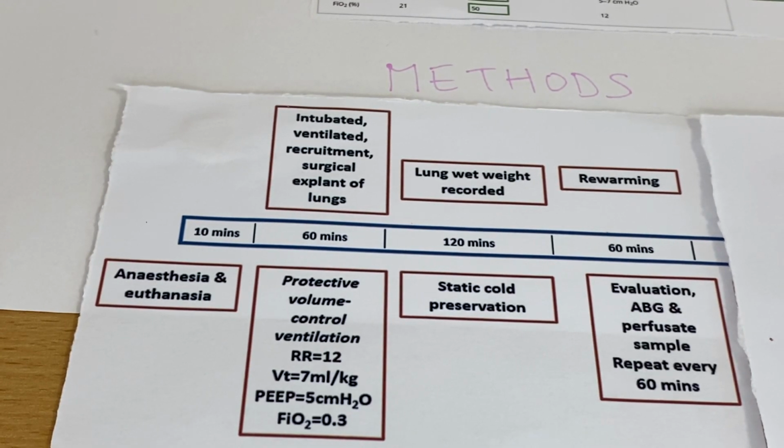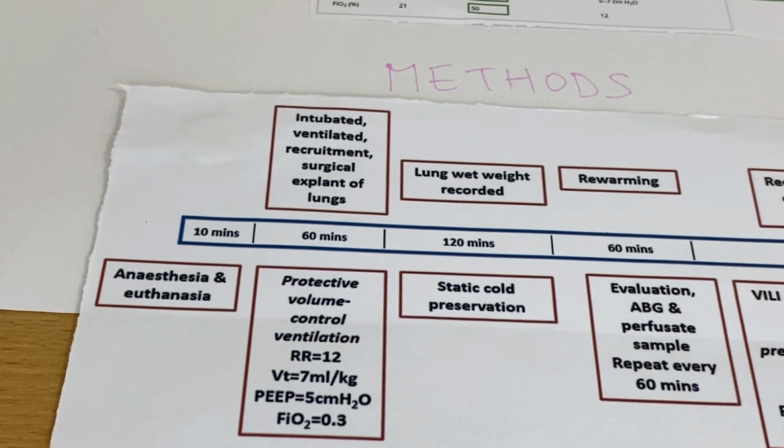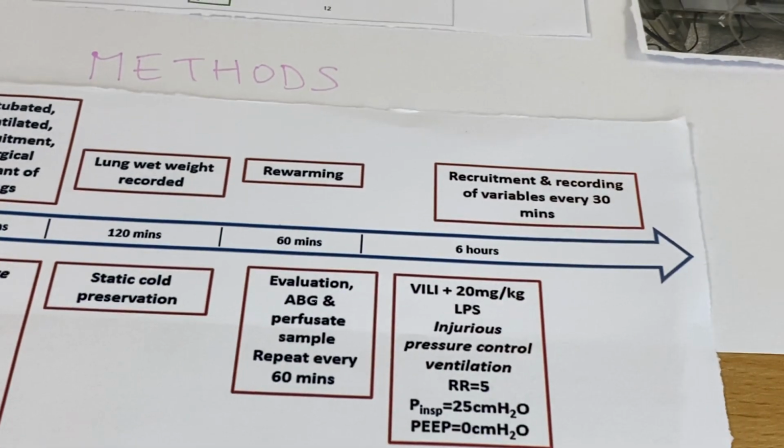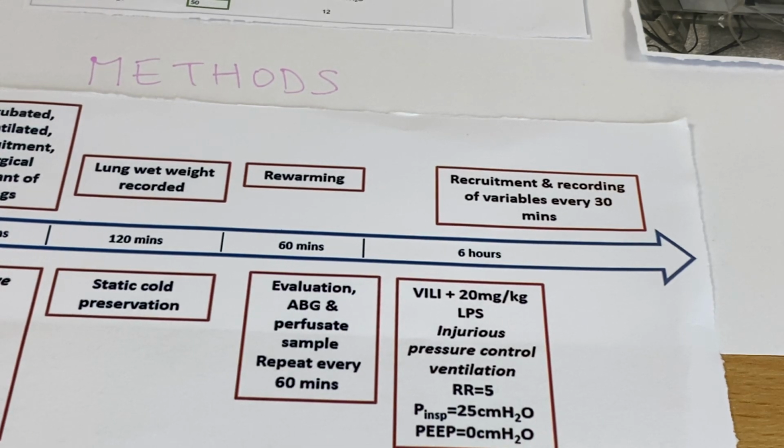We also take perfusate samples, which we store for future analysis on things like pro-inflammatory cytokines, and this is repeated every 60 minutes. And that starts our 6-hour timing. So there's a recruitment and recording of variables also every 30 minutes.